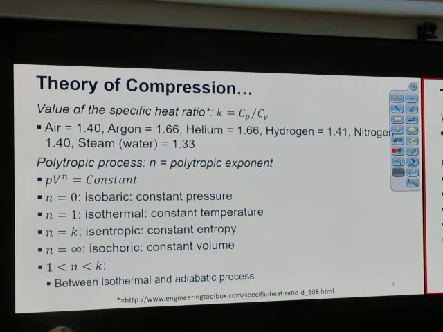Okay, another process we call the polytropic process. N is a polytropic exponent, PV to the power of N equal to constant. Thus we call it polytropic. If N equal to 0, we consider it isobaric. Isobaric is constant pressure. N equal to 1, isothermal, constant temperature. N equal to K, constant entropy. N equal to infinity, constant volume. Okay. And if N stays between 1 and K, it's somewhere between isothermal and adiabatic process.